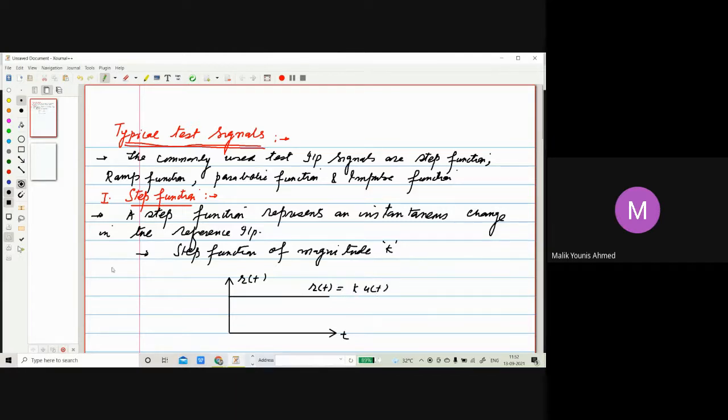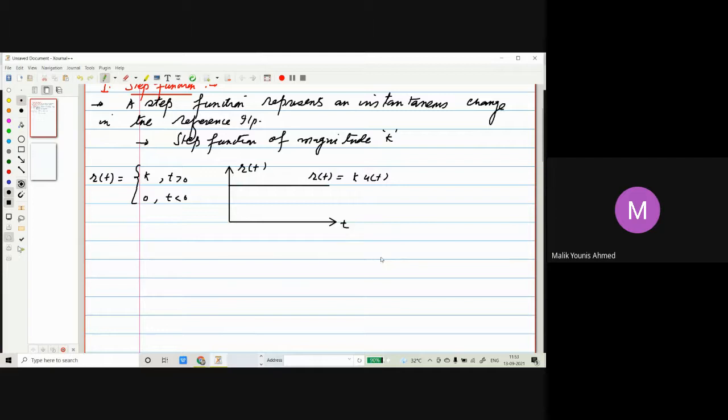So mathematically, r of t will be equal to value k for t greater than 0. For t less than 0, this does not exist. This is the mathematical equation of this one that you already know. You can have a unit step when k is of magnitude 1, then for t greater than 0, k will be 1.